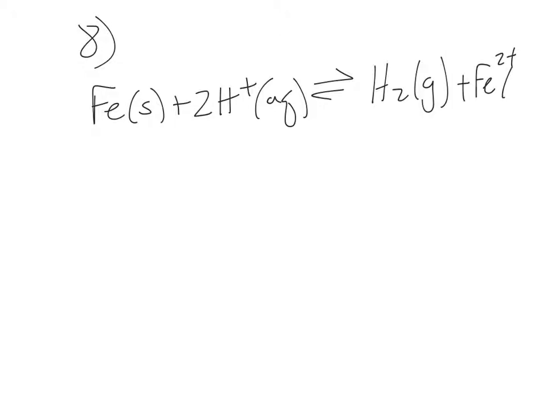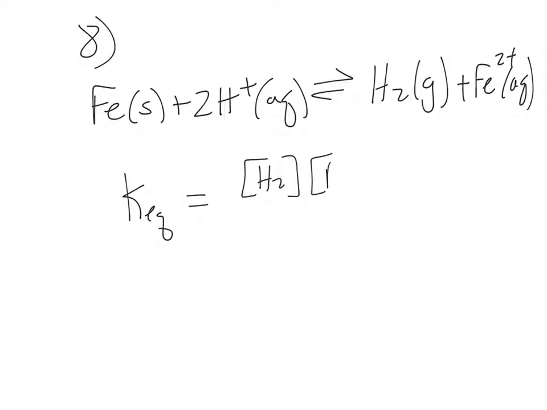iron 2 aqueous. Equilibrium expression, products over reactants, but does not include solids and liquids. Products over reactants does not include solids and liquids. Let's put the products over reactants. So H2 gas times Fe2 plus aqueous divided by, do I put Fe on the bottom? No, it's a solid. Don't put Fe on the bottom. Divided by H plus raised to the what? 2.